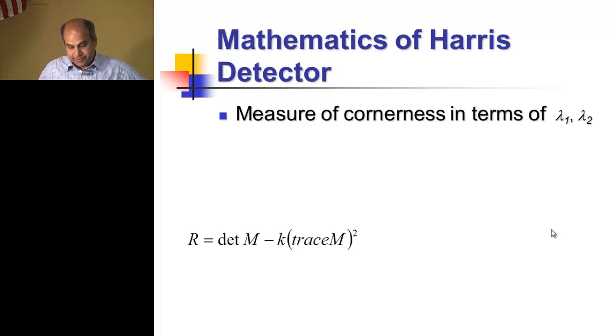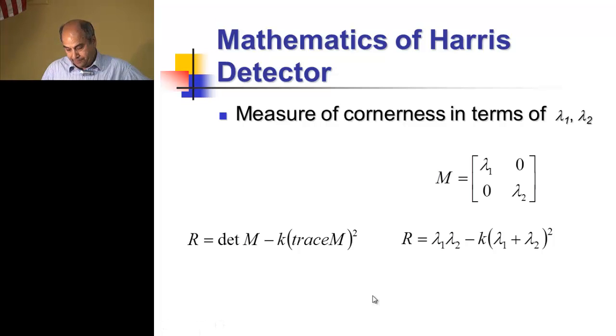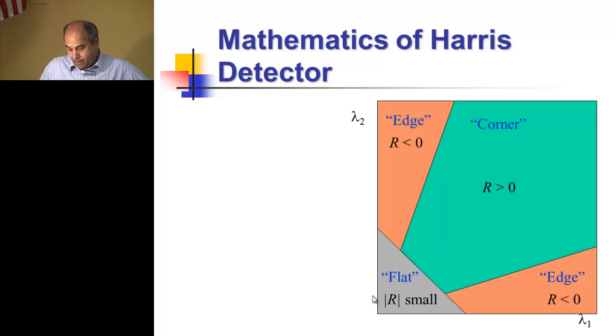So Harris defined this variable R, which is the product of lambda 1, lambda 2, minus some constant K times the square of their sum. So this is called R. This is also another way to define R, because the determinant of M matrix is essentially a product of its eigenvalues, and trace is a sum of its eigenvalues. And that's what is shown here. So therefore, another way to look at that, instead of looking at two values, lambda 1, lambda 2, we can look at just R, which captures the sum and product of these lambda 1, lambda 2.